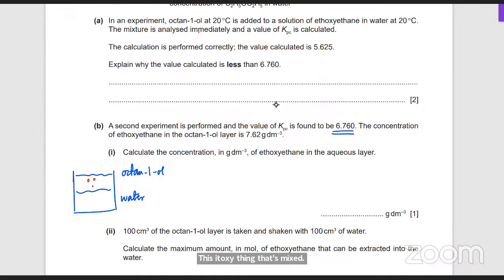So some of the ethoxy ethane will be in the octane 1-ol layer, some of it will be in the water layer. The concentration of ethoxy ethane in the octane 1-ol layer is 7.62. So KPC क्या होता है? It's gram per cm cube, यानी concentration in the octane 1-ol layer, और नीचे water layer है. It's the ratio of the solubility, right? तो ऊपर टॉप पे octane 1-ol, नीचे water.